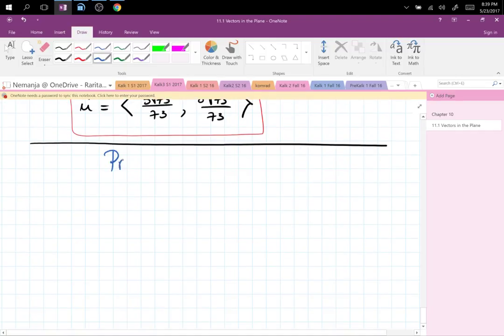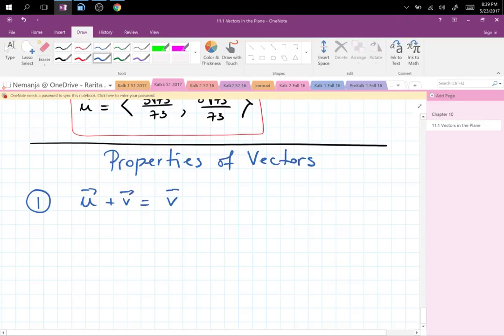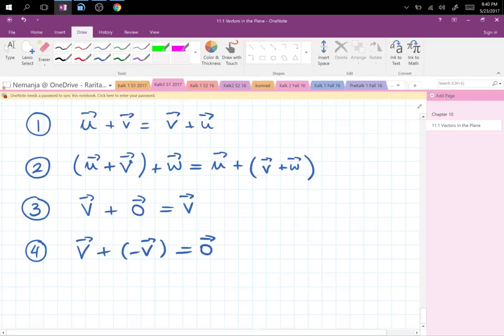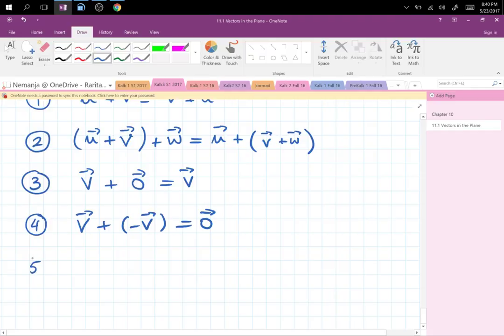Properties of vectors. Let's use blue. Properties of vectors. Number 1, addition is commutative. Number 2, we have the associative property. Then we have the zero vector. Then we have the additive inverse. Then we have two distributive properties. c is a constant.